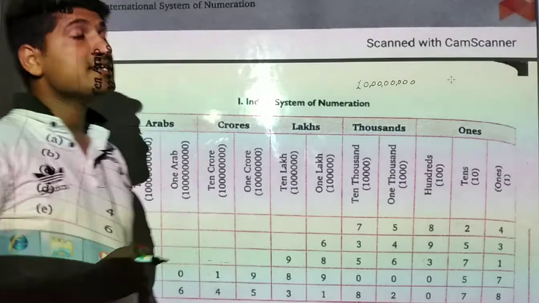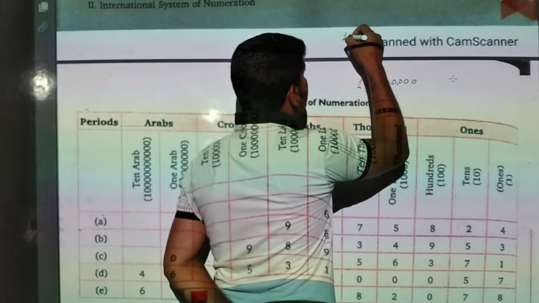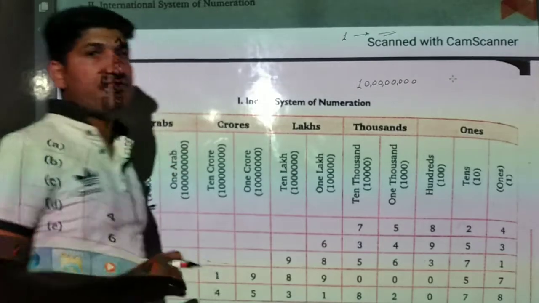So what is this? This is 10 crore. We will reach here by starting our counting from 1 and continuing the counting further.